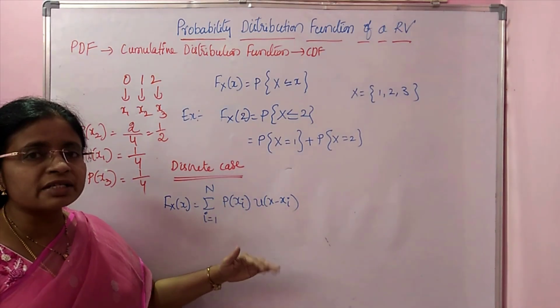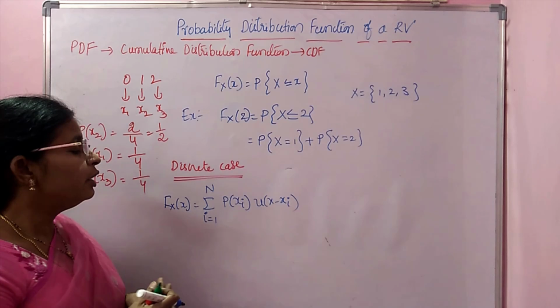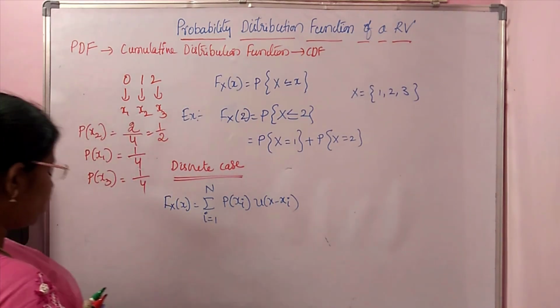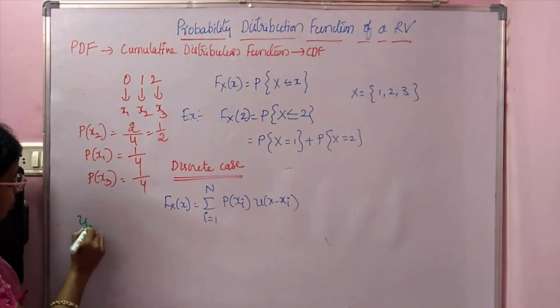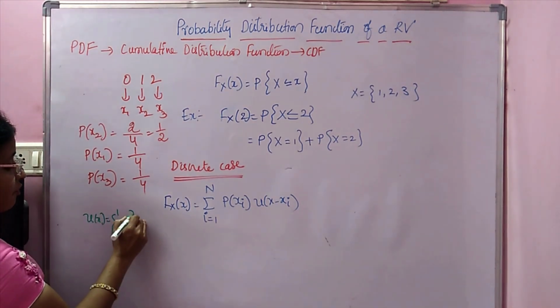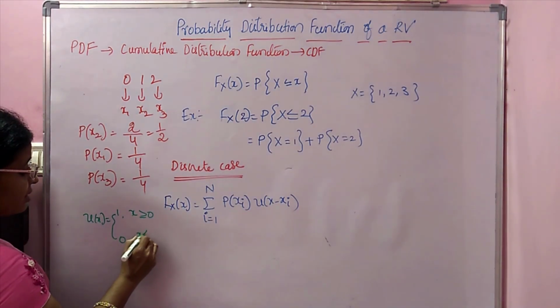You will be clear about this when doing problems. u of x minus xi is the shifted unit step function, and you all know the expression for the unit step. u of x is 1 for x greater than or equal to 0, and 0 for x less than 0.